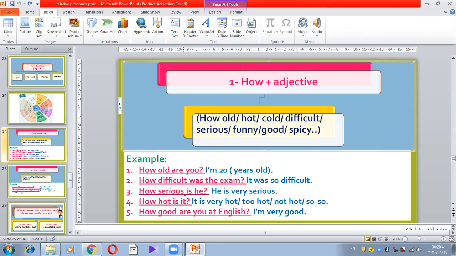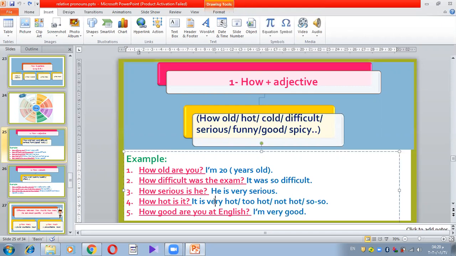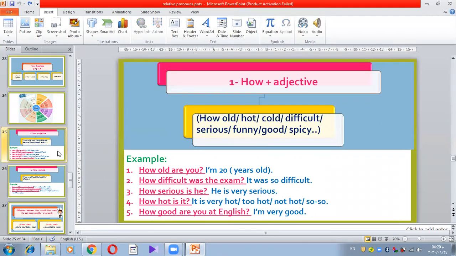How hot is it? For all the questions, you can say, for example, it's very hot, too hot, you can't drink it, not hot, or not so hot. "So" means in the middle. It's not so hot, it's not cold as well. How good are you at English? I'm very good. I'm pretty good. Or whatever you can say.